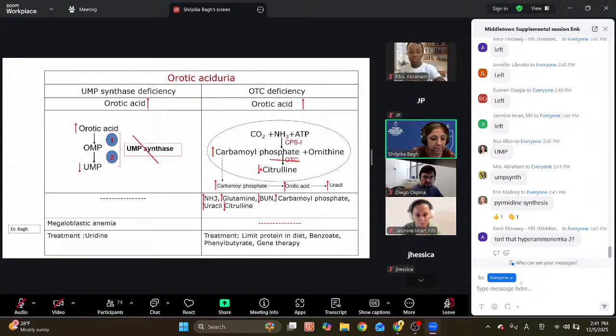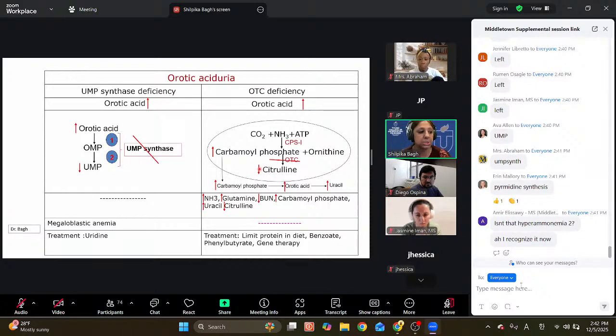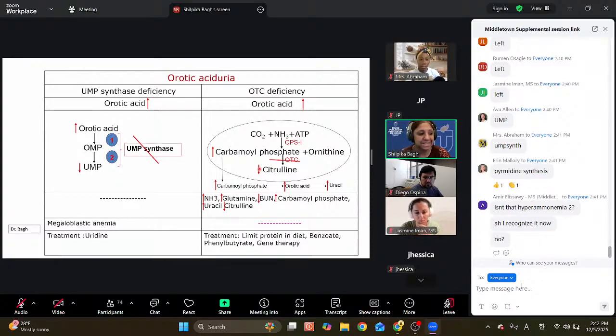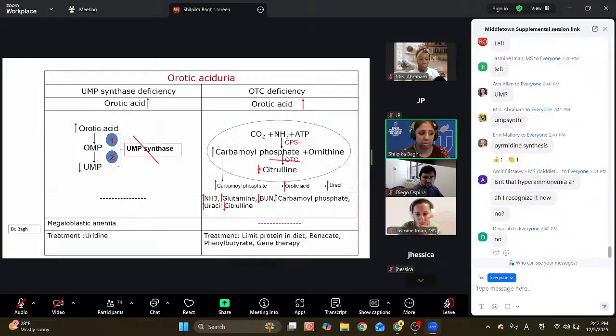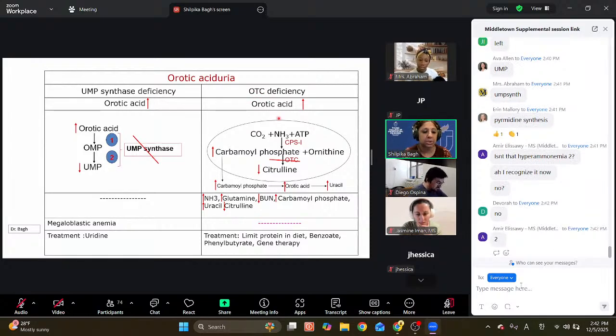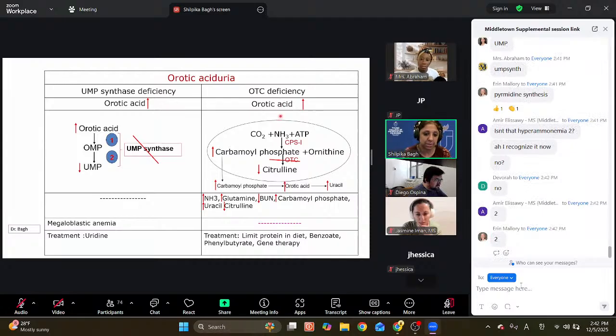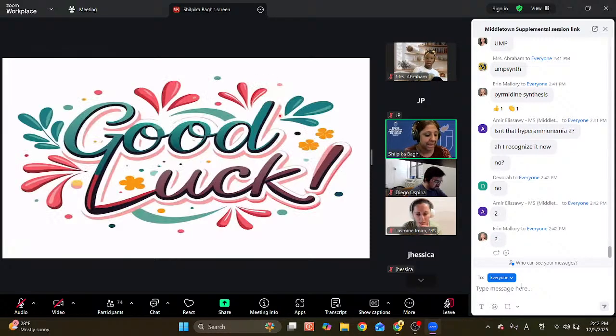So do you understand these two? Will you see megaloblastic anemia in OTC deficiency? No, no, and a big no, right? So what is OTC? Is it hyperammonemia 1 or 2? OTC is type 2, absolutely right.